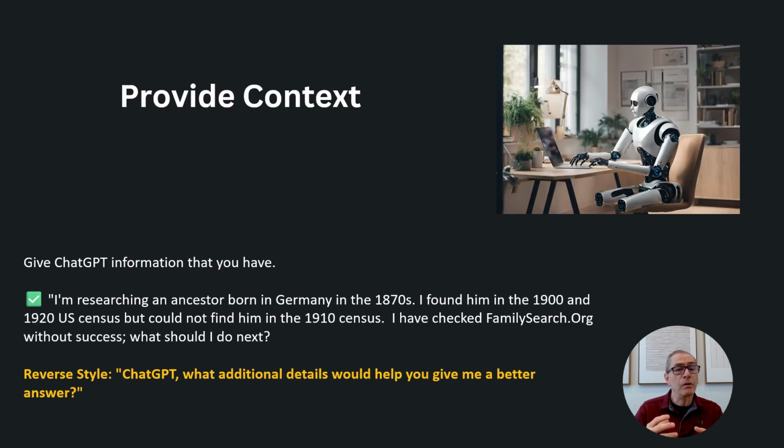Then secondly, provide context. So in addition to providing the detail, tell ChatGPT what's going on. I'm researching an ancestor born in Germany 1870s. I found him in the 1900 and 1920 census, but could not find him in the 1910 census. I've checked familysearch.org. What should I do next? So this gives the additional details and allows the prompt to be very specific to the context that you're working on.